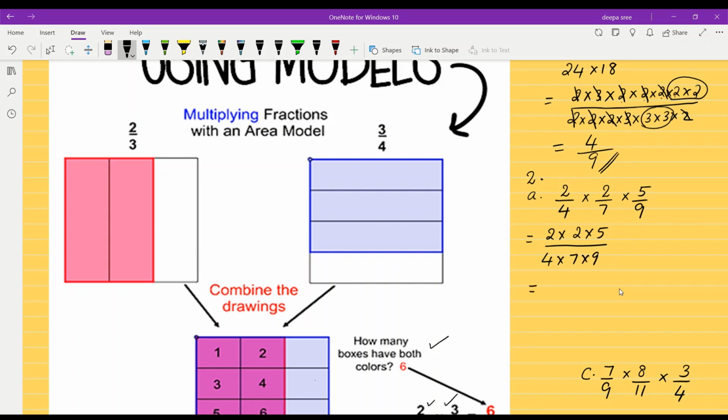So when you are multiplying the numerator, factorization is not possible there. So you write that 2 into 2 into 5. 4 we can write as 2 into 2. 7 we cannot make into factors, but 9 we can make into prime factors, 3 into 3. 2, 2, 2, 2 cancelled. 5 is there in the numerator. 3 3s are 9, 9 7s are 63. 5 by 63.